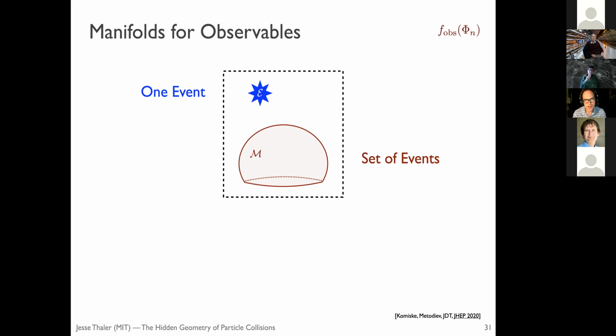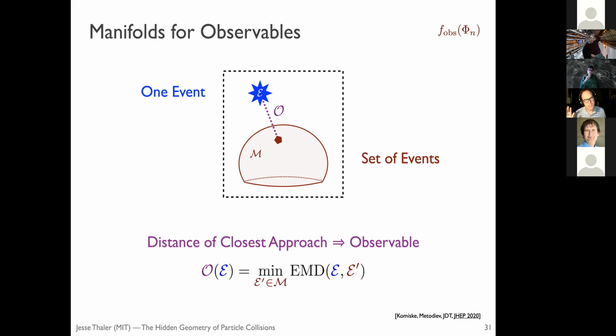And remarkably, a number of them take the following form. You take a single event, you have a set of events, and you take the distance of closest approach. So again, the EMD is a pairwise distance between different event configurations. A manifold is a set of events. So if you want to get from that pairwise distance down to something that depends on only a single event, well, just minimize over that manifold over that EMD. And this turns out to be quite useful.